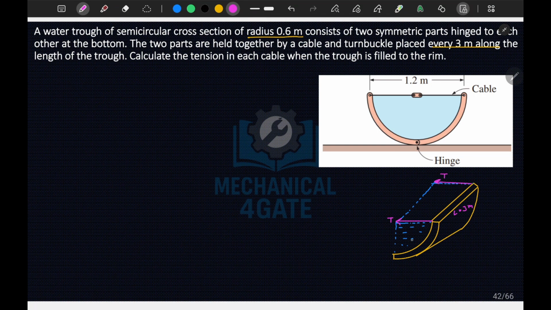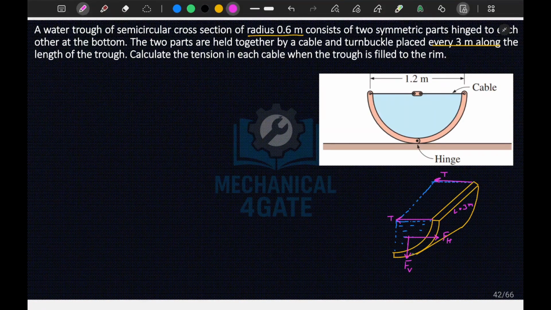What else? If we see here, there will be two forces acting. The first one is the vertical force FV, and the second one is the horizontal force FH. So let's find your FV and FH and calculate their distance from the hinge. This is your hinge, so let's say this is X, and this here is Y. If I can find X and Y, I can find the value of tension.